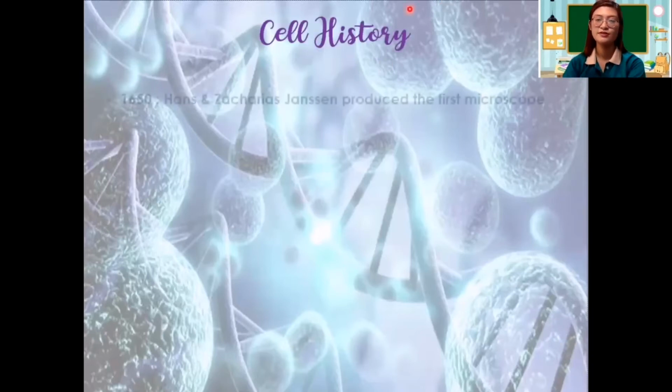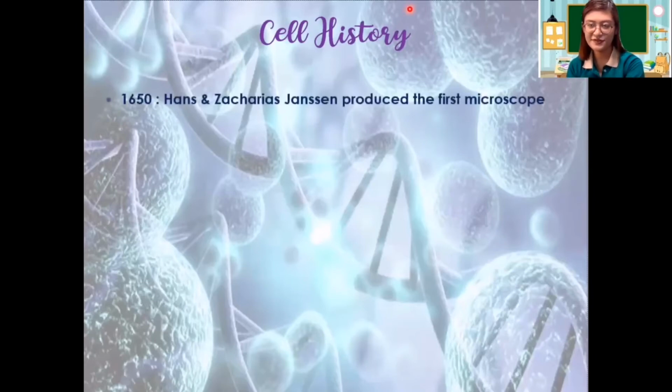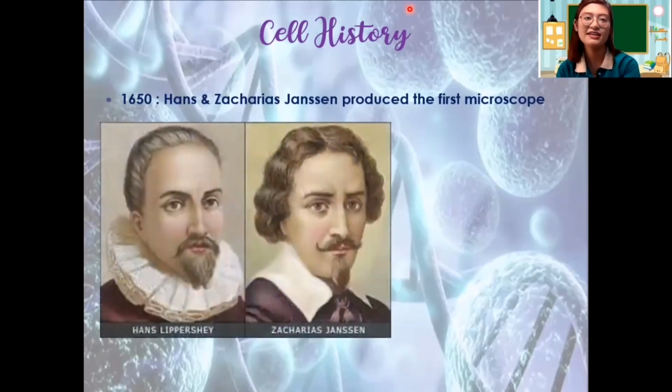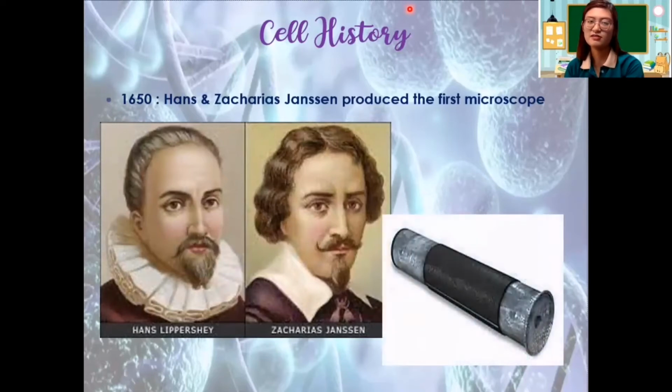So let's have this cell history. Let's specifically discuss some of those mentioned during the discussion on the previous slide. In 1650, Hans and Zacharias Janssen produced the first microscope. So these are the scientists mentioned. We have Hans and Zacharias. They discovered this first microscope.